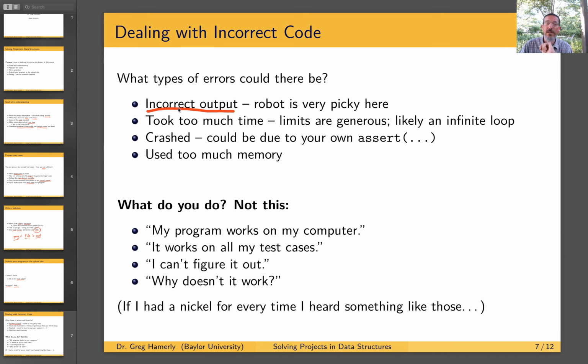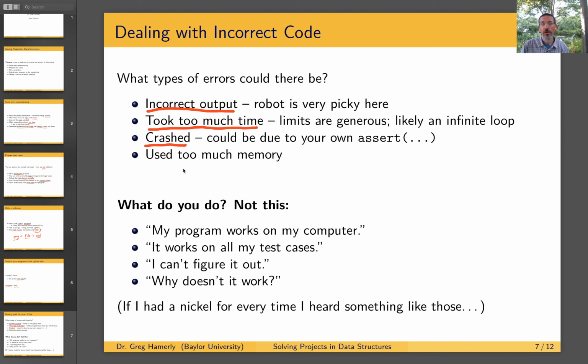And this is the most common thing that you might tend to see if your program is incorrect: it might take too much time. If the robot sees that your program is taking a long time, it's going to stop your program from executing and say, you don't get to go on, it took too much time. But the limits that it gives you are generous. So if your program is taking too much time, it's likely that there's an infinite loop in your program, so look out for that.